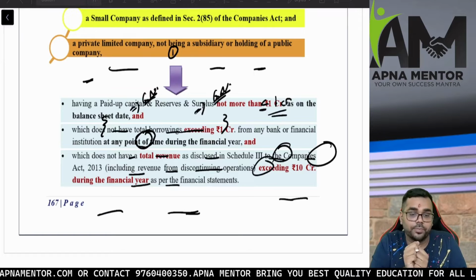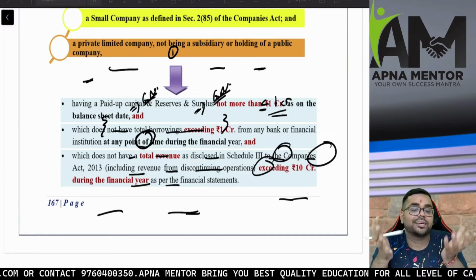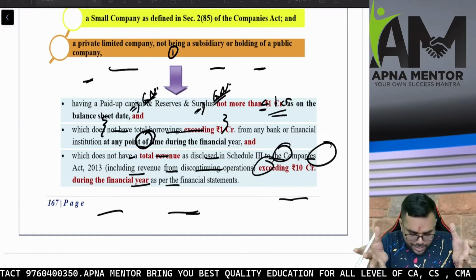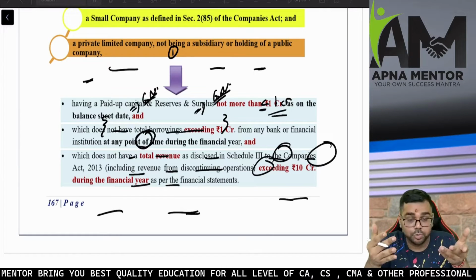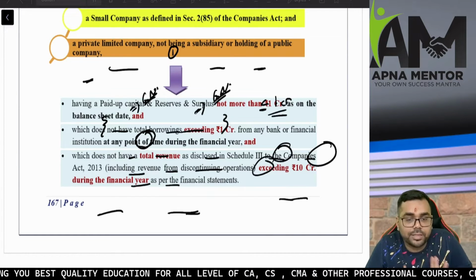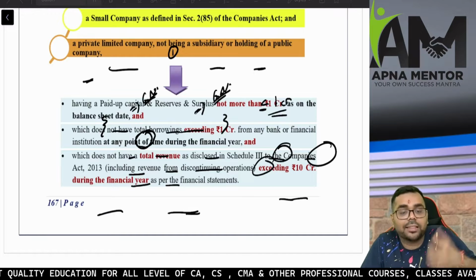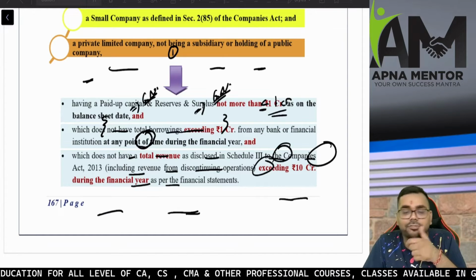The third condition: now we have to see the total borrowings taken by the company. The total borrowings that the private company has taken should not exceed 1 CR from any bank or financial institution at any point of time during the financial year. Now see the wordings: at any point of time during the financial year. Be careful about the wordings.